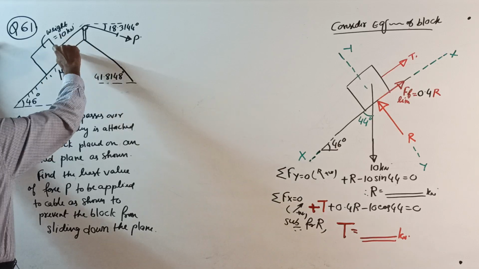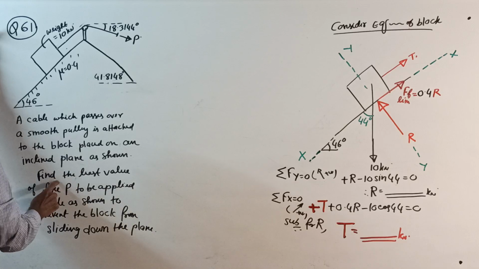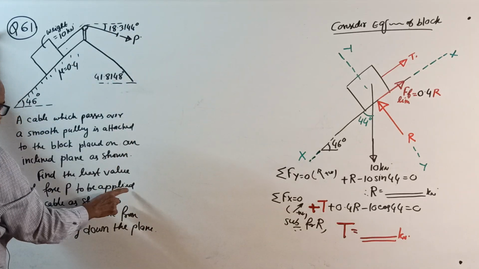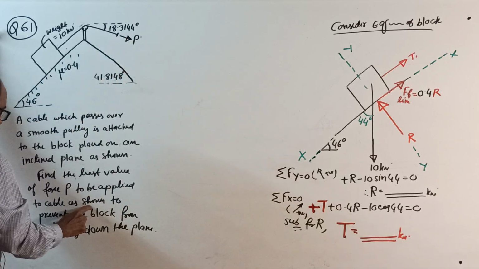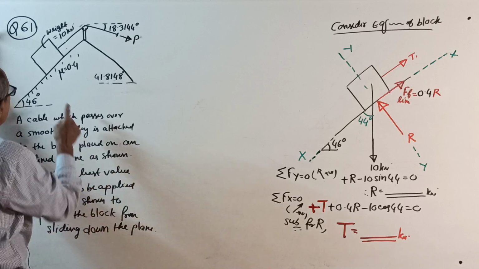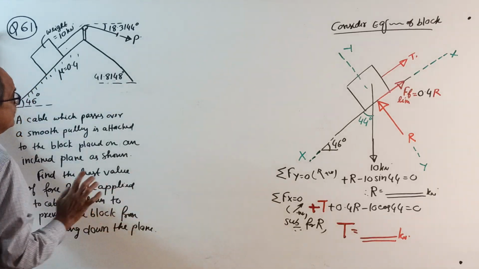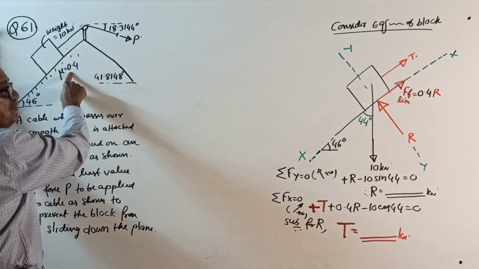Weight 10 kilonewton. This is the cable. The cable stops here. Now find the least value of force P to be applied to the cable, as shown, to prevent this block, only one block is there, from sliding down the plane. This angle is 46 degrees. Mu is 0.4.